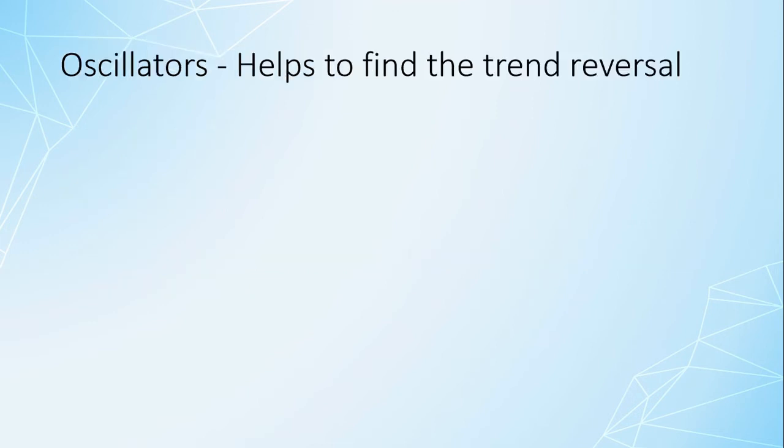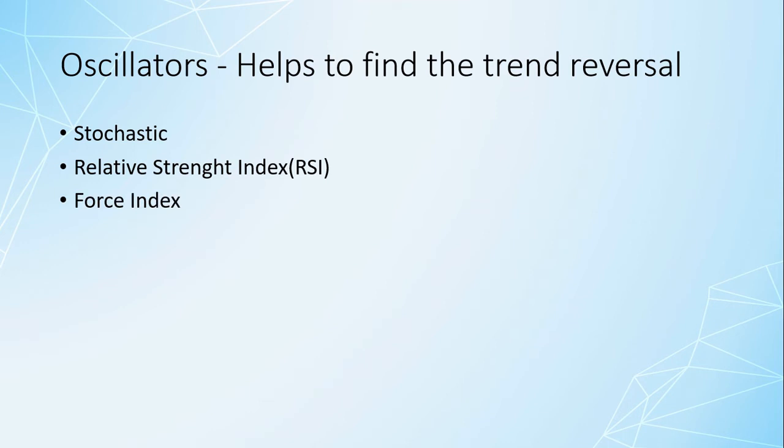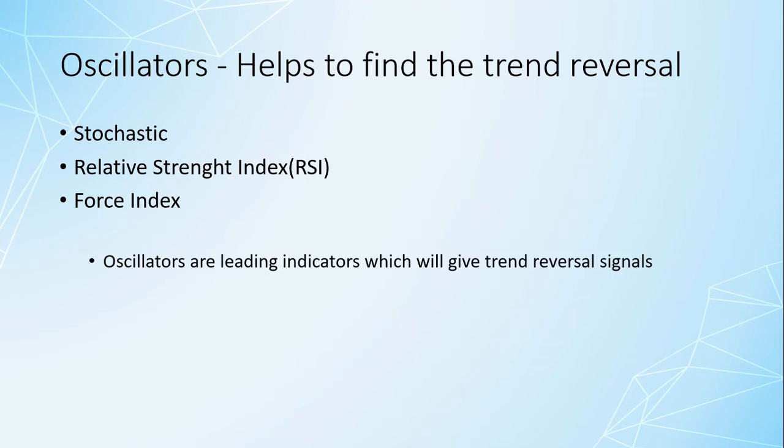Oscillators will help you find the trend reversal. There are a few oscillating technical indicators which help us find the trend reversal of the stock price. Those include stochastic, relative strength index, which is RSI, and the force index. These are a few oscillating indicators which will tell us when the trend reversal is going to happen. Oscillators are the leading indicators which give the trend reversal signals.